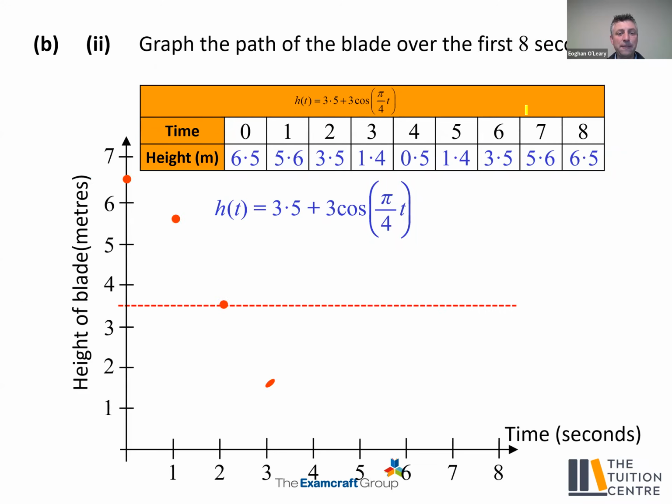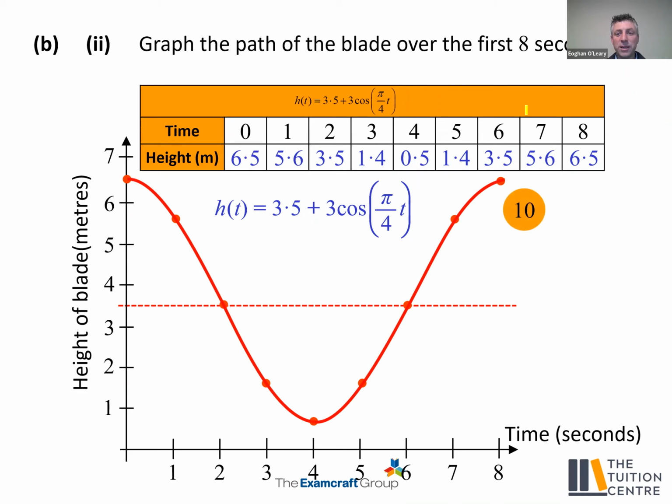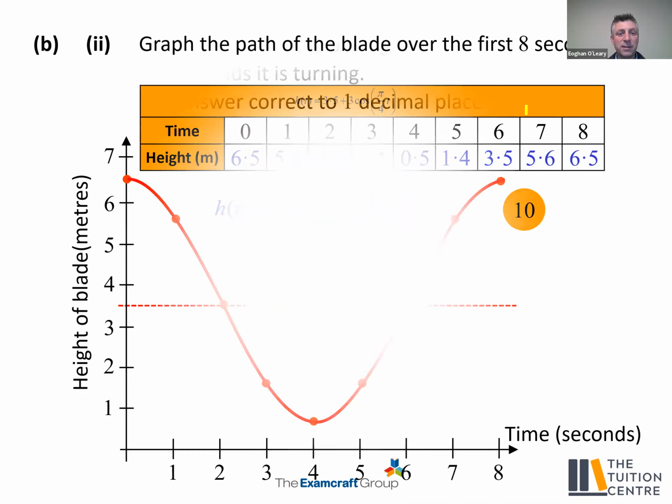So we have our midline again of 3.5, our lowest point of 0.5, our maximum point of 6.5. So there we go. That's our function. And again, that's another 10 marks.